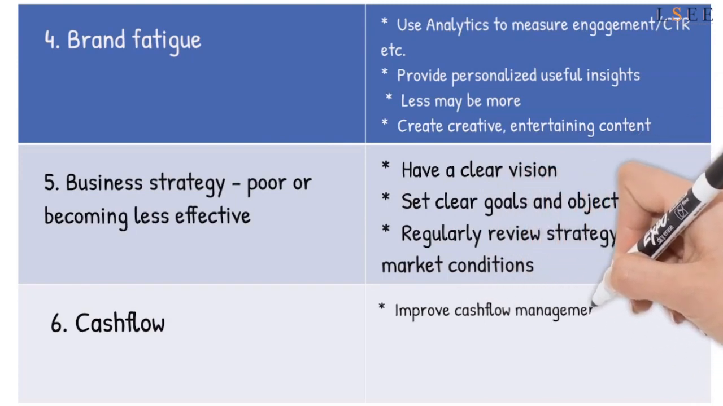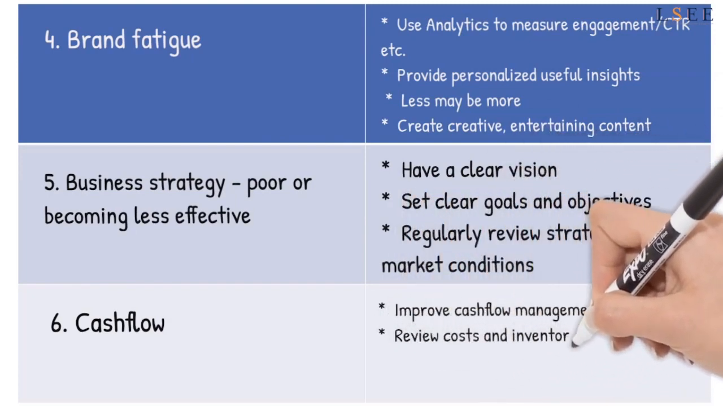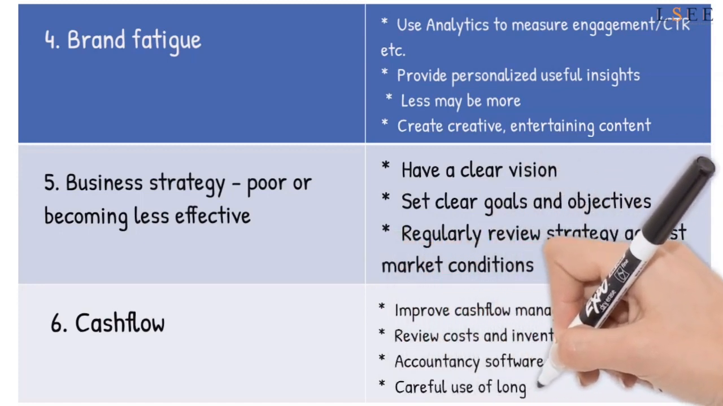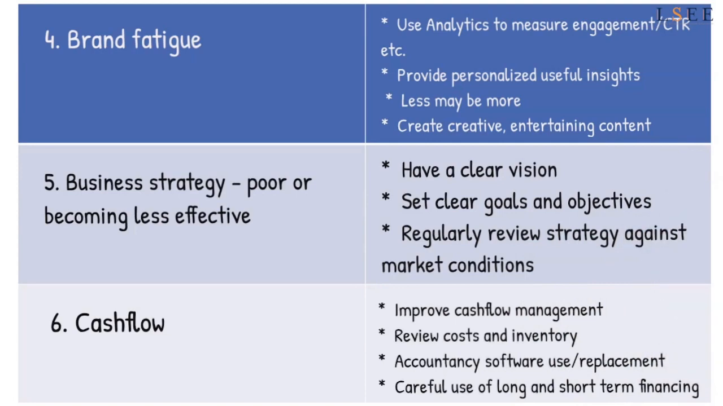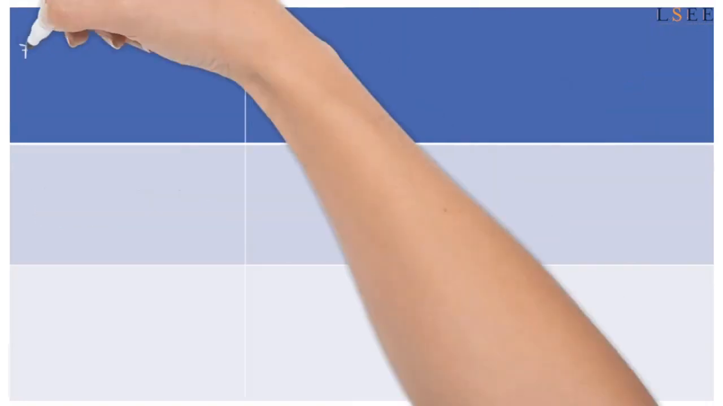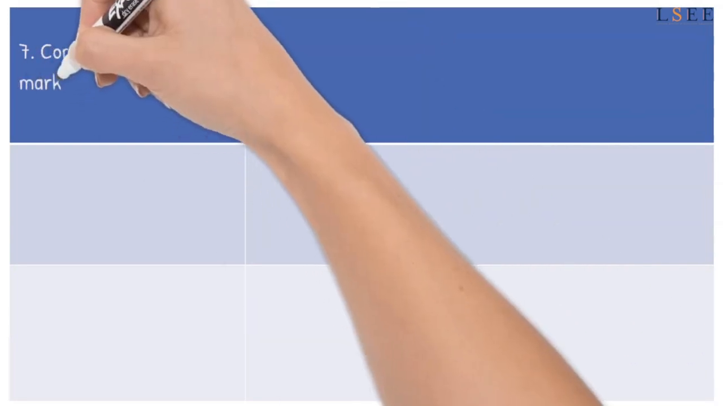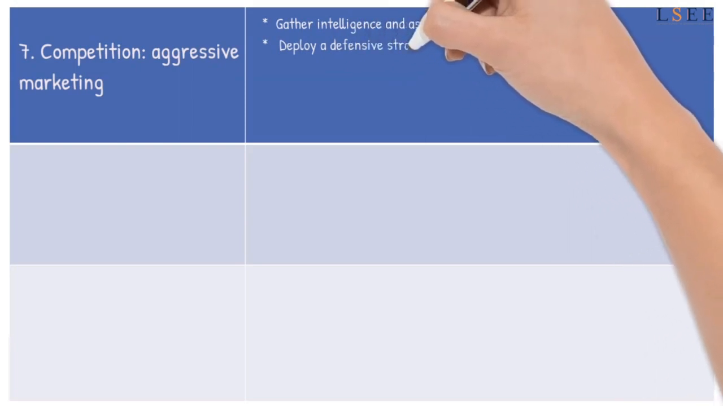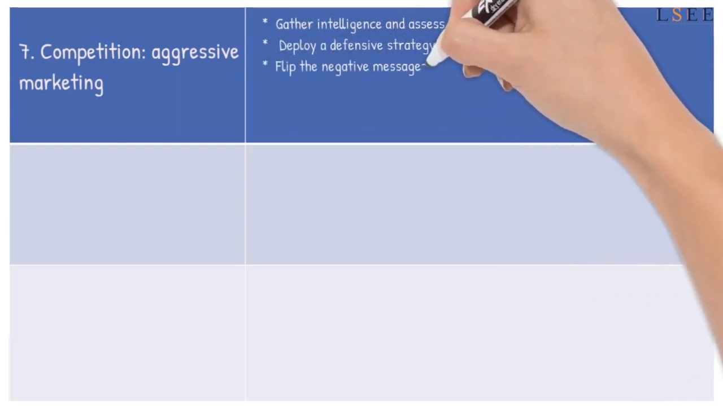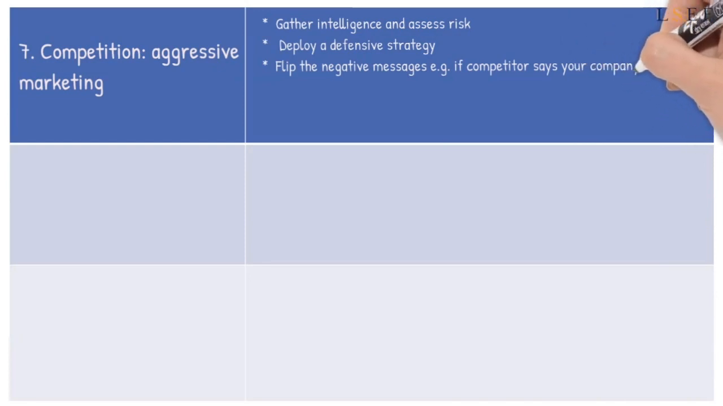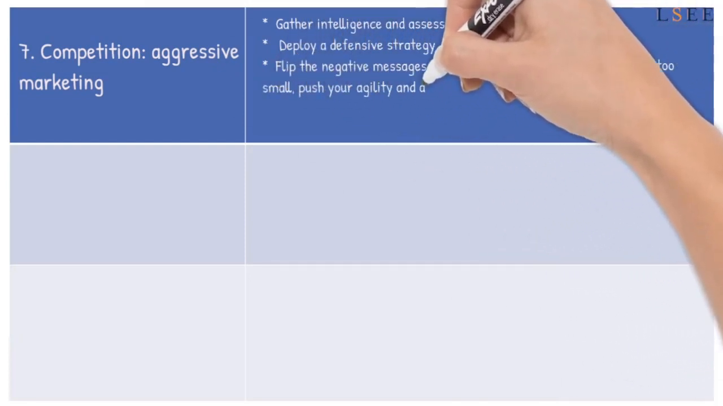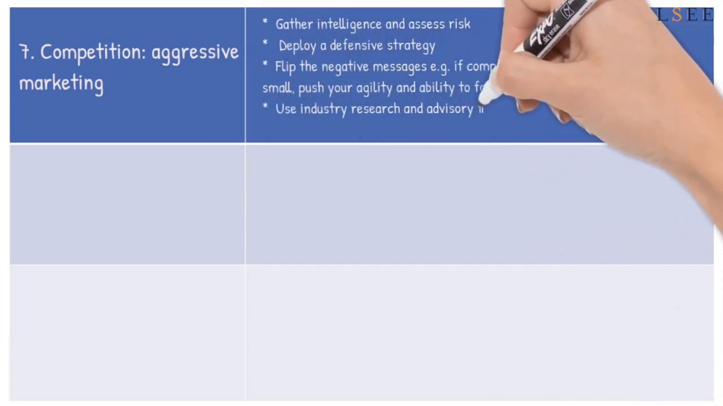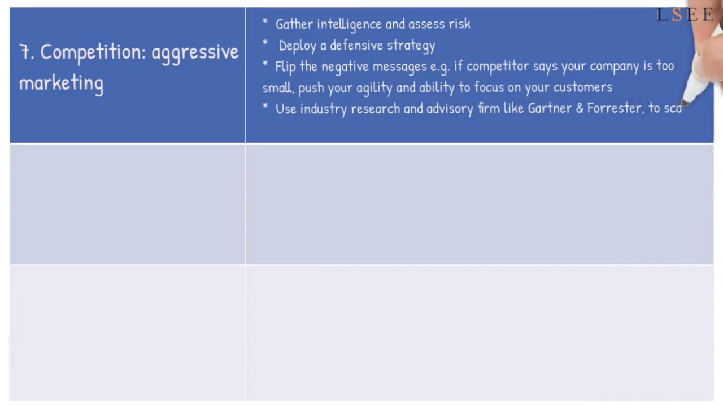6. Cash flow. Improve cash flow management. Review costs and inventory. Accountancy software use/replacement. Careful use of long and short-term financing. 7. Competition, aggressive marketing. Gather intelligence and assess risk. Deploy a defensive strategy. Flip the negative messages, e.g. if competitor says your company is too small, push your agility and ability to focus on your customers. Use industry research and advisory firms like Gartner and Forrester to scan for competitive risk.